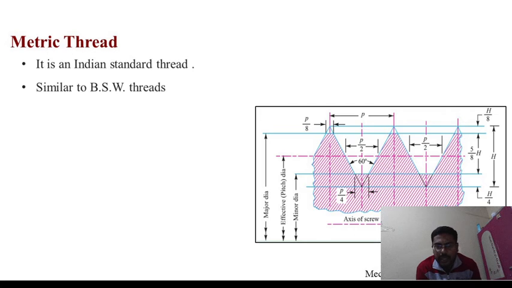So see the observation here: major diameter, effective pitch diameter, minor diameter, and the parameters of pitch divided by 2. The distance of the tip of the teeth is P by 8, and the angle of the thread is equal to 60 degrees. H is H divided by 2. These are all the parameters of the metric threads. Compared to the BSW, it is similar, but we are calling it metric thread. It is an Indian standard thread, the metric thread.